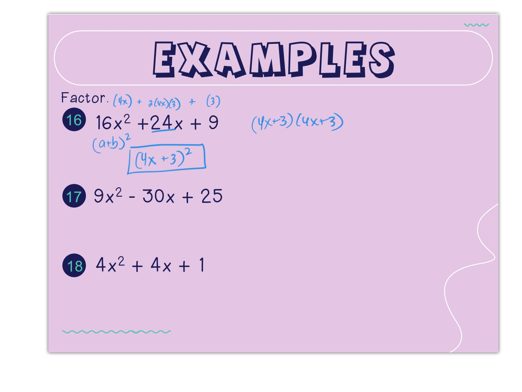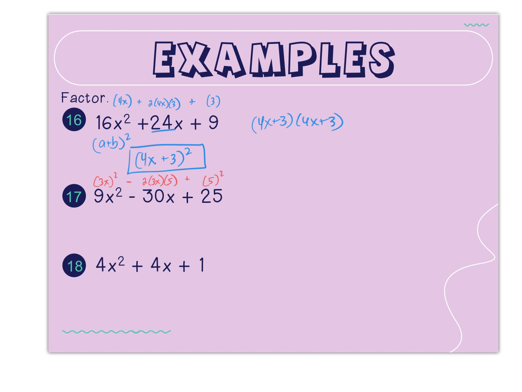Again, we go to the next one. Ask yourself always, is there a GCF? There's not. And so we say, okay, does the first term have a square root? And it does. It's 3x squared, right? Does the last term have a square root? Yeah, it's 5 squared. And is this inside 2 times the 3x times the 5? Well, 2 times 5 is 10. 10 times 3 is 30x. And so, yes, this follows the pattern.